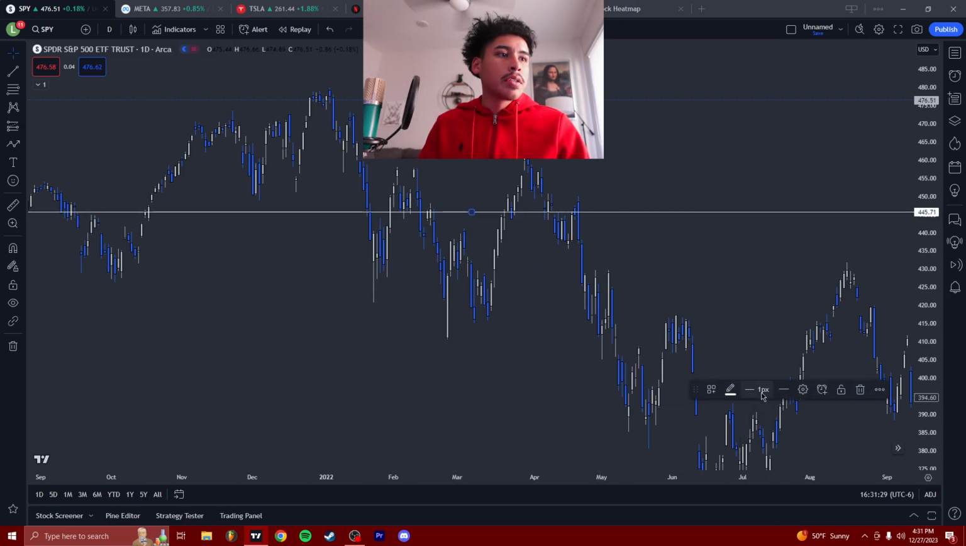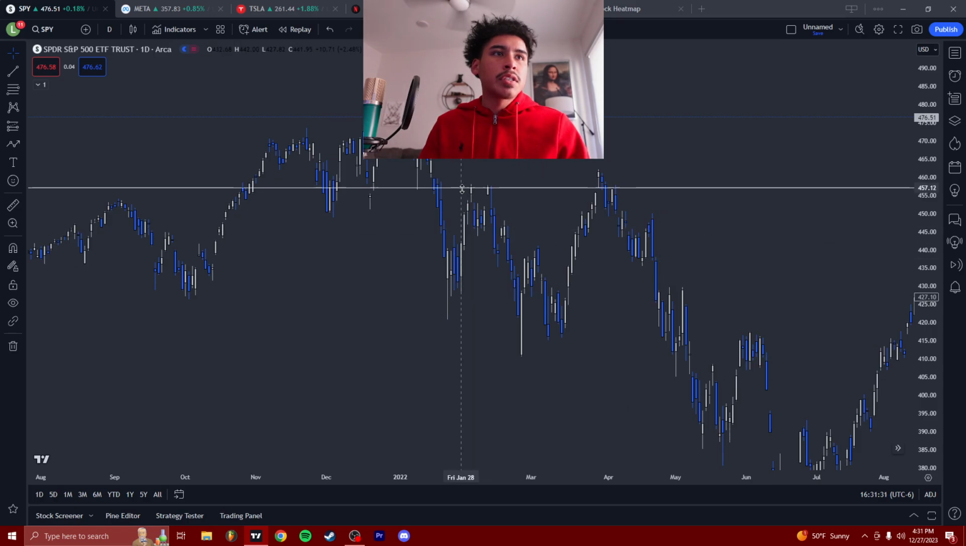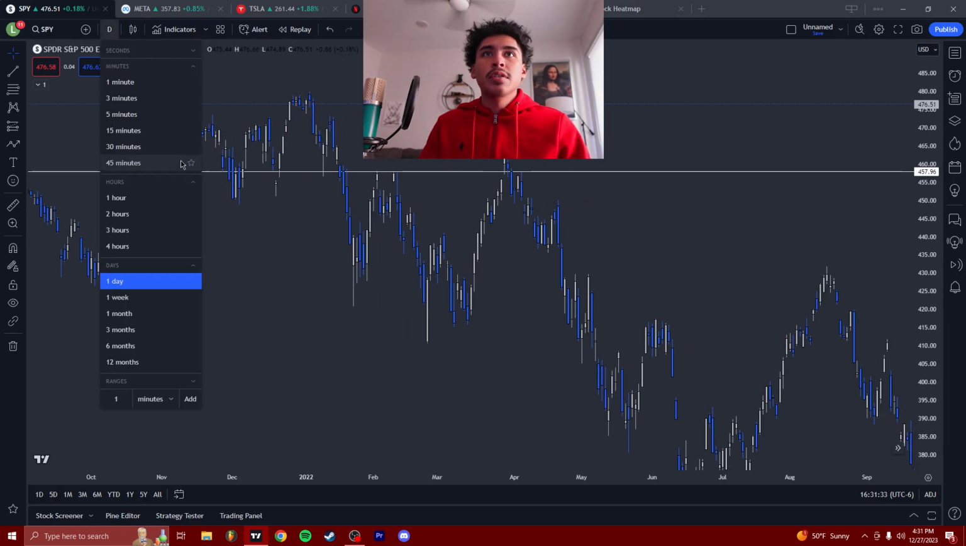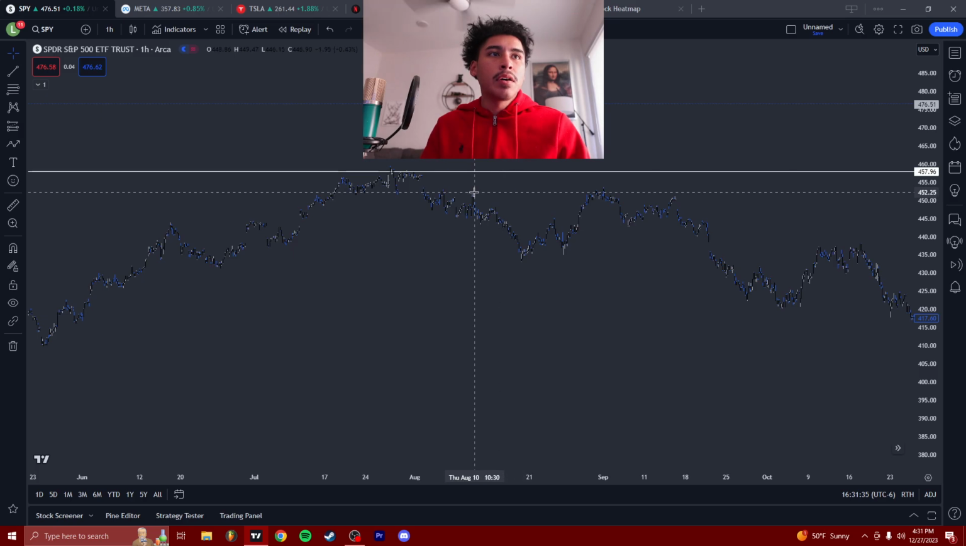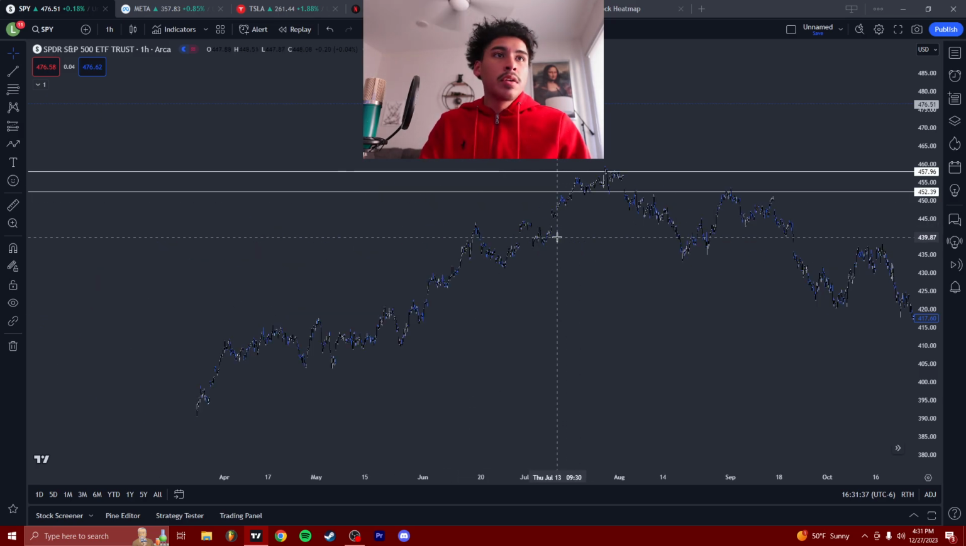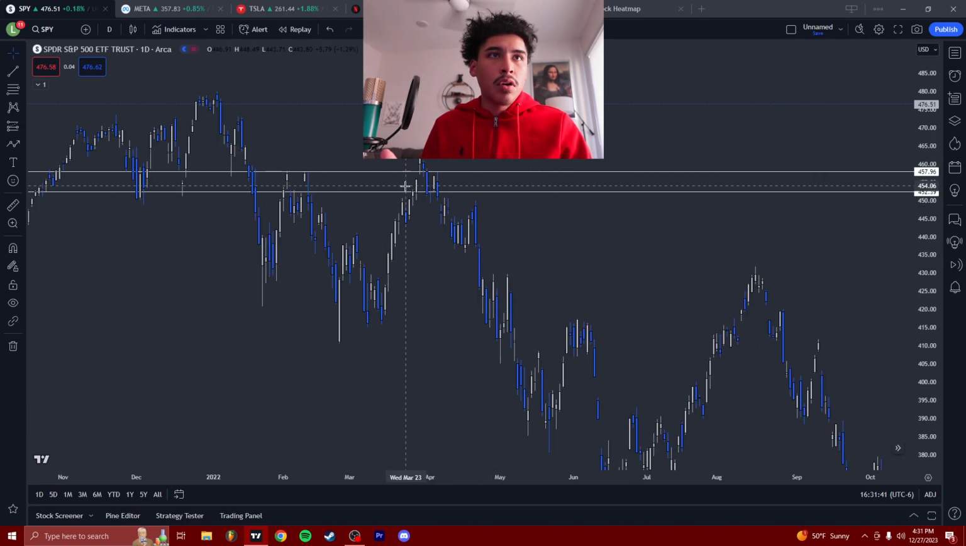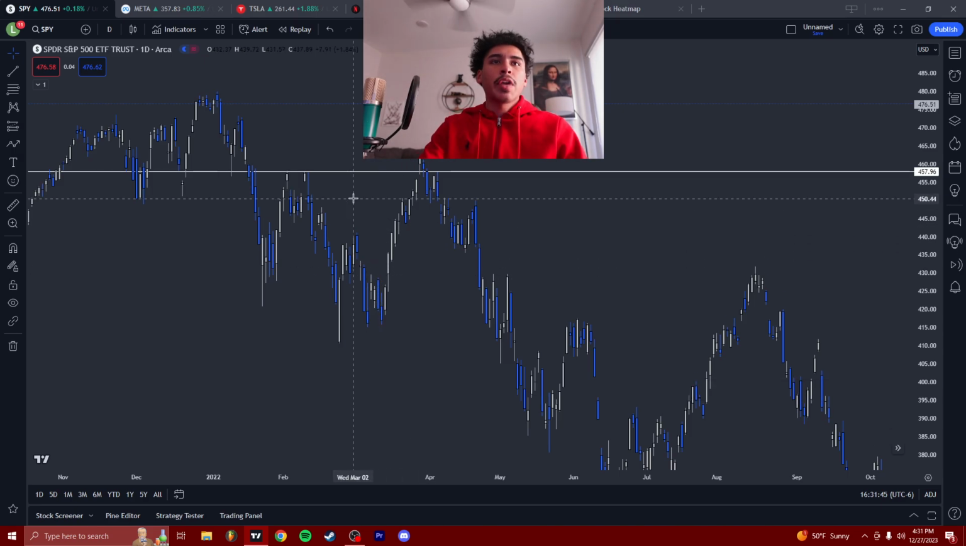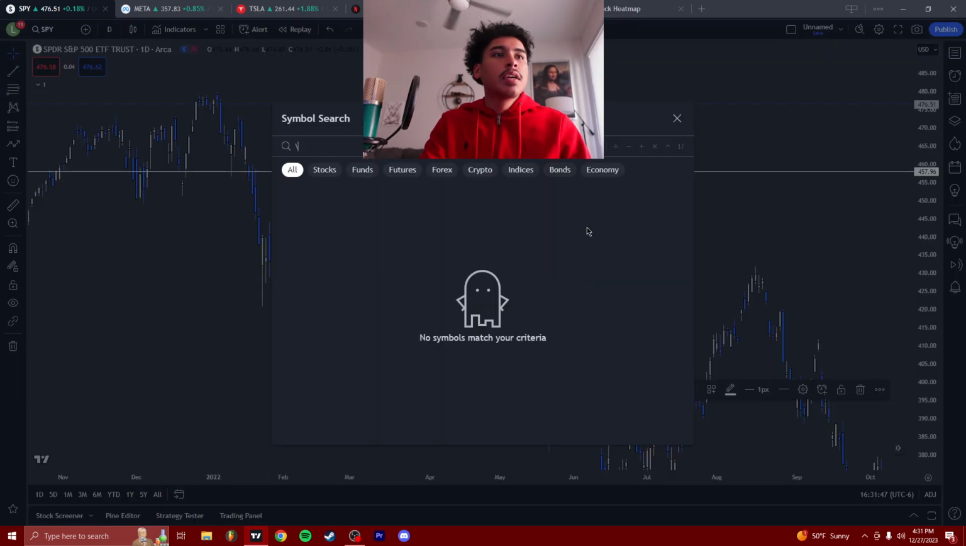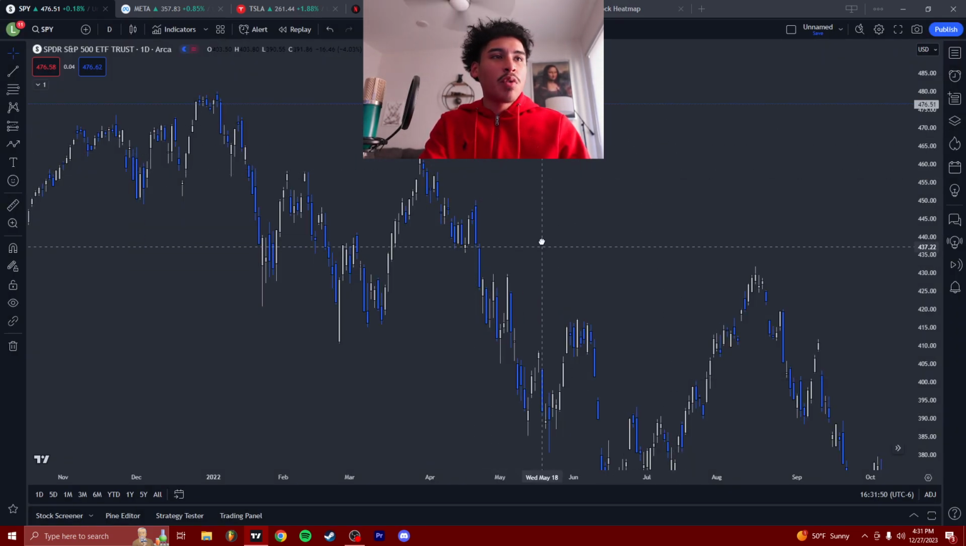Because you don't want to be marking resistance levels like this and then going into the 1 hour and being like, oh, here's another level like that, and then you wake up in the morning and you forget, oh, which ones are which. So make sure you're staying organized. I like to stay on the weekly or the daily, occasionally the 4 hour, depending on where we're at.